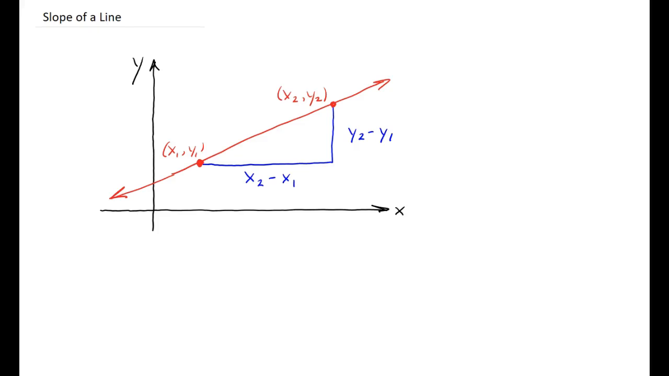Alright, in this screencast we're going to learn all about the slope of a line, which is the measure of how steep a line is, whether it's increasing or decreasing. And to get the slope of a line we have to figure out two things, the rise and the run.